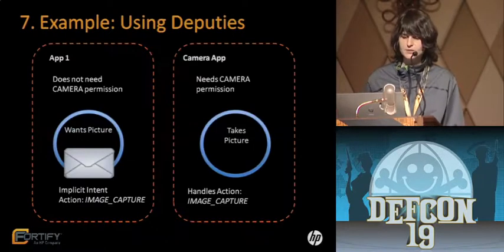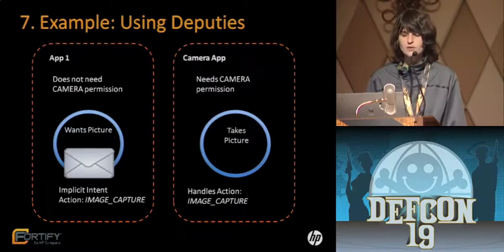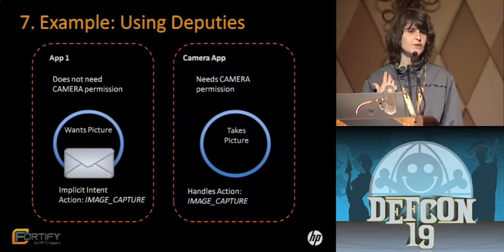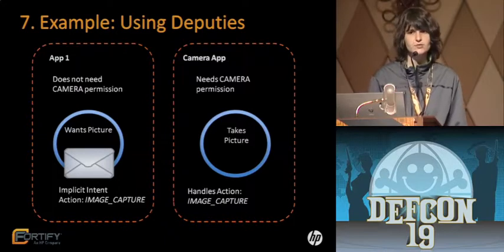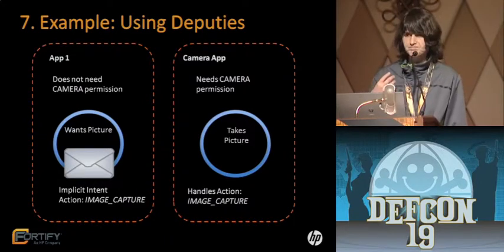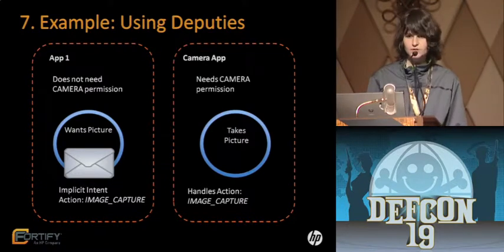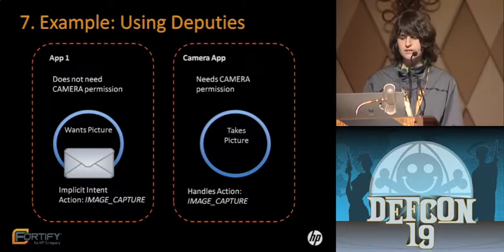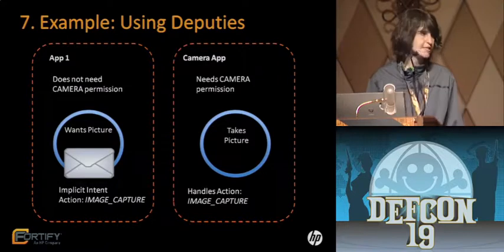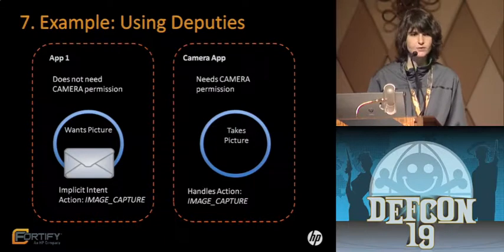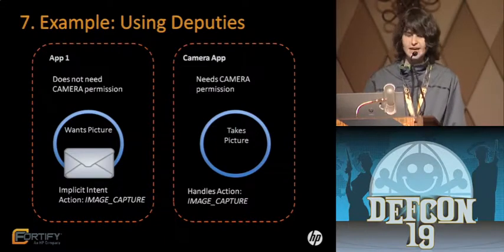So let's look at some examples. Here's an example that illustrates the confusion between accessing a protected API versus invoking an application that accesses a protected API. So here we have two applications, a camera application, which actually takes a picture and accesses a camera, which obviously means it does need a camera permission.